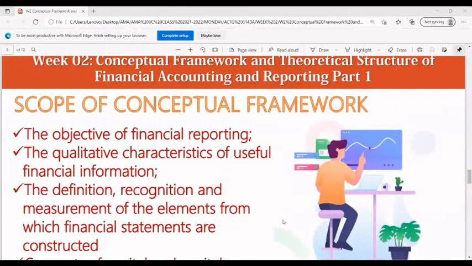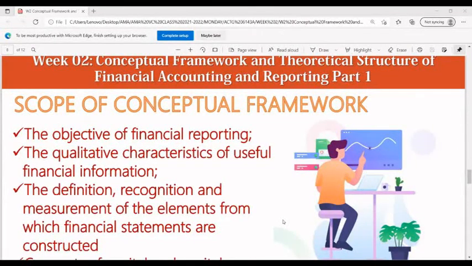Scope of the conceptual framework: the objective of financial reporting and the qualitative characteristics of useful financial information. This is useful financial information because you can get the results of the operation of your business. That is why, as I explained a while ago, this will help the decision makers, the business managers, and the owners of the company decide what to do or how to continue to operate his or her own business.